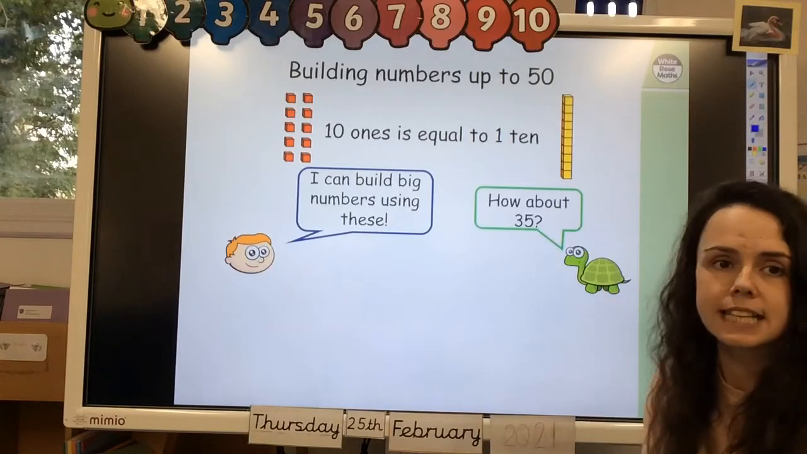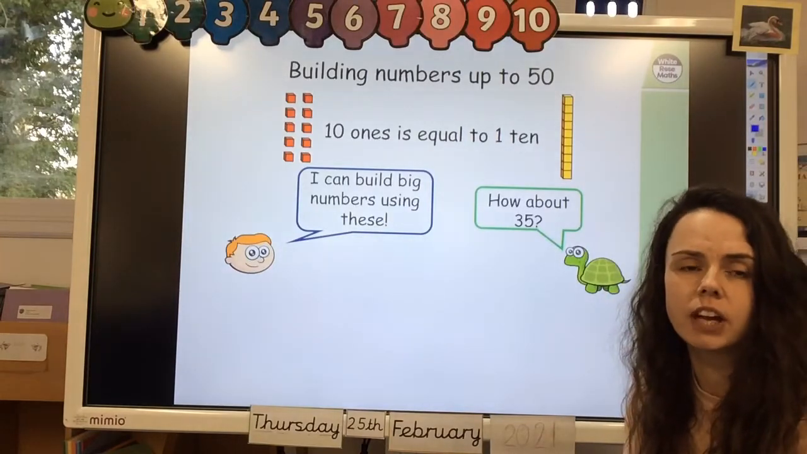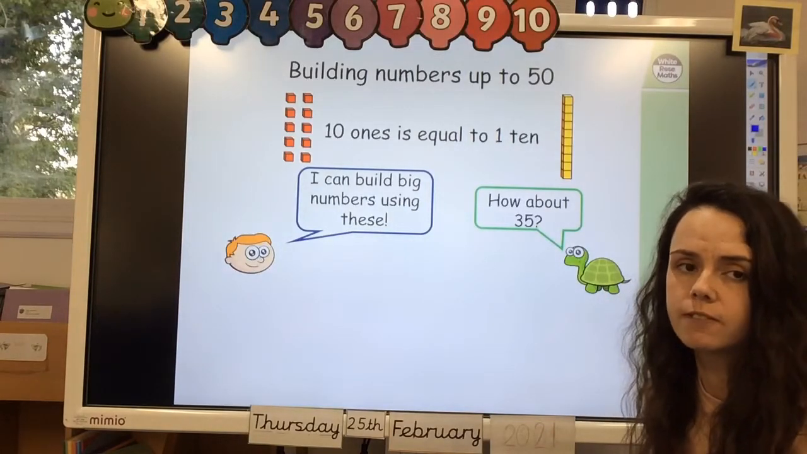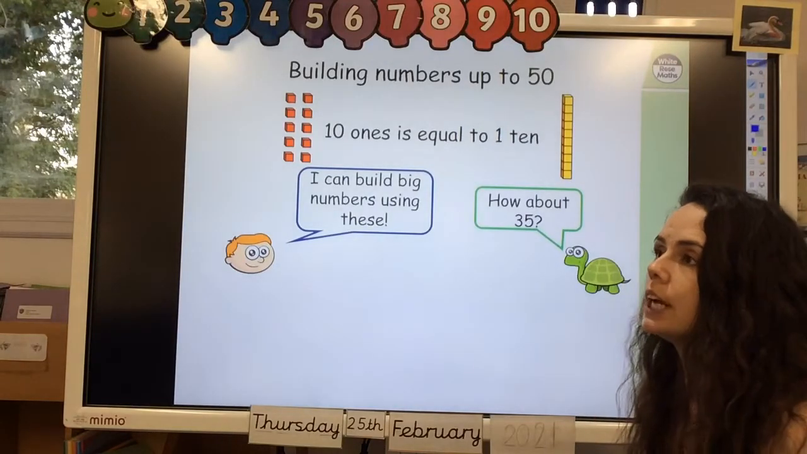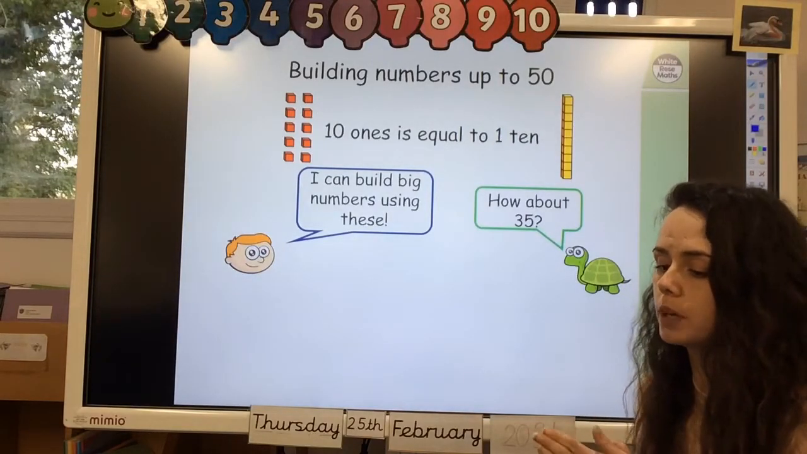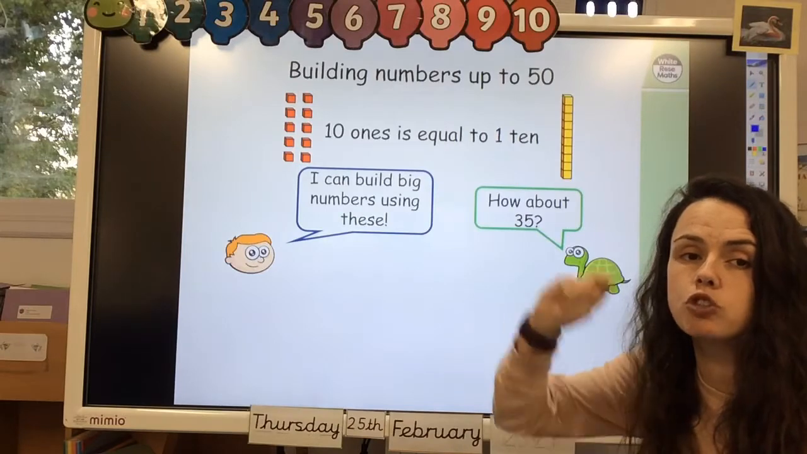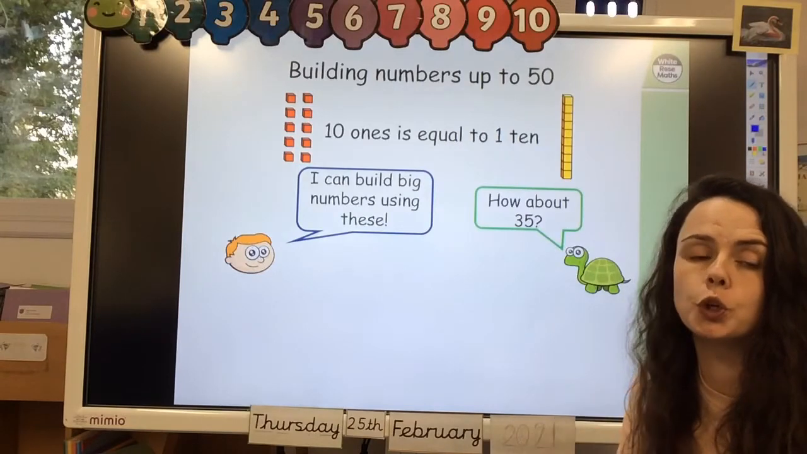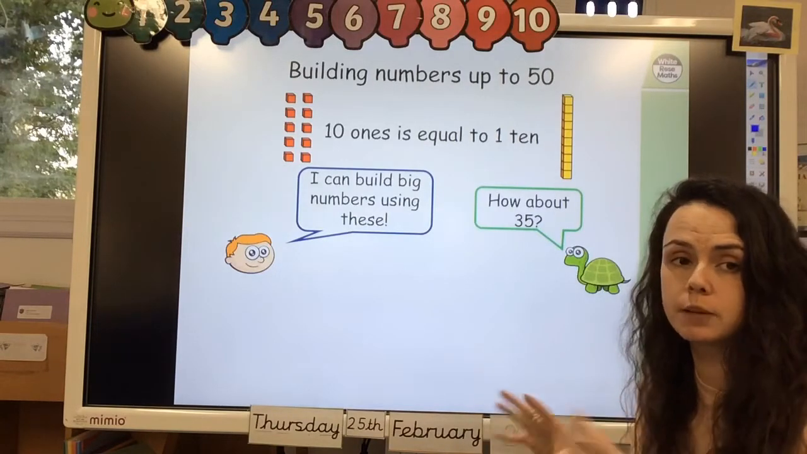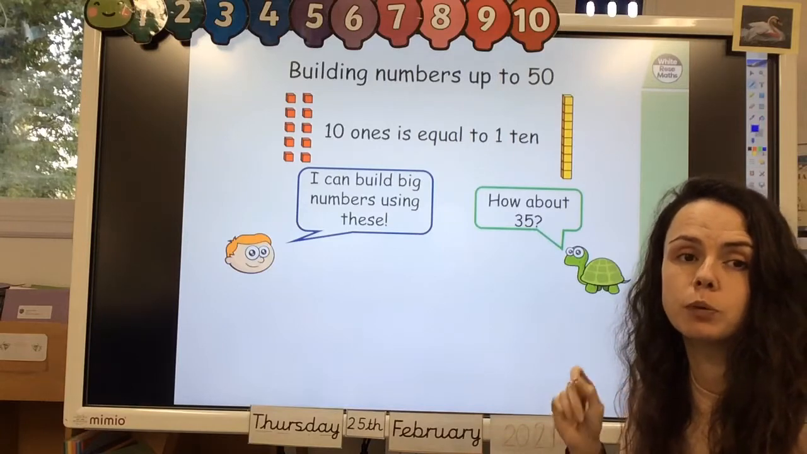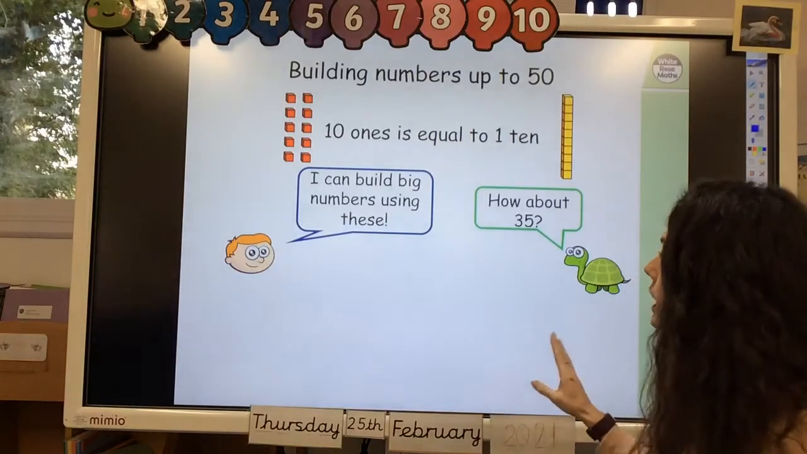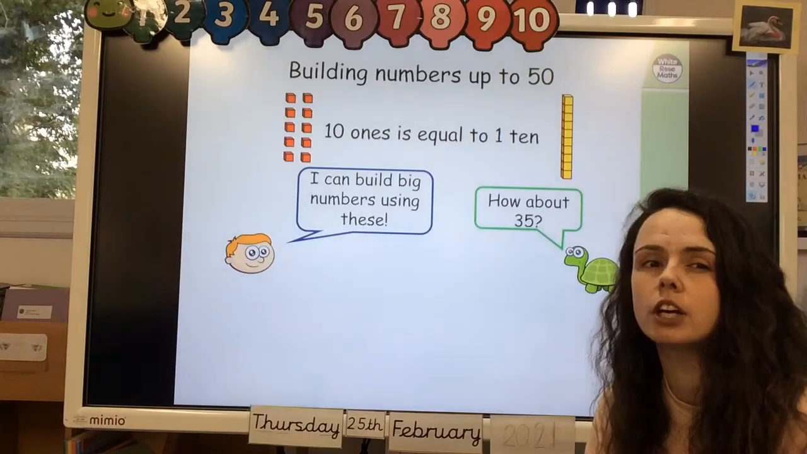Oh, Tiny says, how about 35? Should we have a go at making 35? In your book, you can have a go at drawing a 10 stick, or you can use your 10 frames and have a go at drawing them with your whiteboard. Can we have a go at making 35?